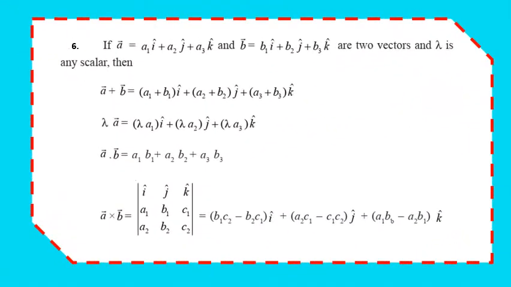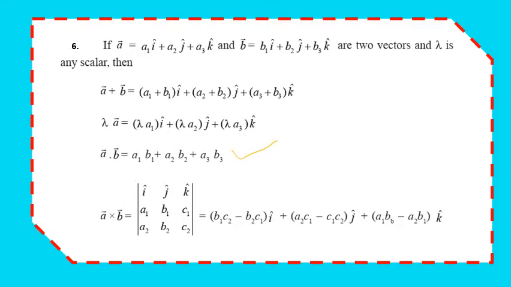Now next, if vector A is equal to A1 i plus A2 j plus A3 k and vector B is equal to B1 i plus B2 j plus B3 k are two vectors and lambda is any scalar, then vector A plus vector B will be equal to (A1 plus B1) i plus (A2 plus B2) j plus (A3 plus B3) k, and lambda A will be equal to lambda A1 i plus lambda A2 j plus lambda A3 k, and we know that A dot B is equal to A1 B1 plus A2 B2 plus A3 B3.